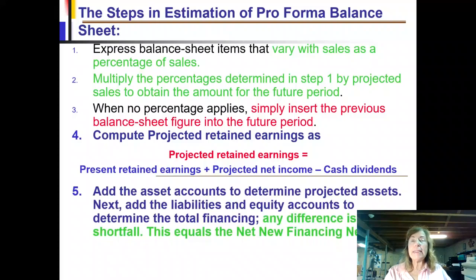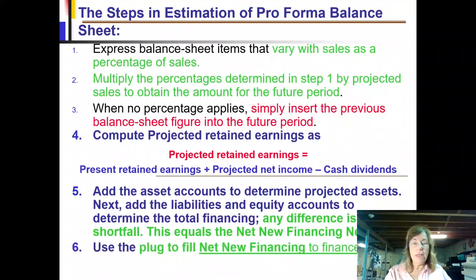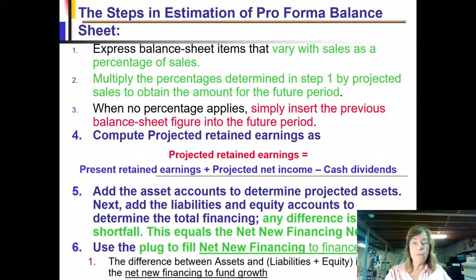We'll add the asset accounts to determine projected assets, add the liabilities plus equity accounts to determine the total financing, and any difference is the shortfall, that is the net new financing needed. Use that plug to fill in the net new financing to finance our growth. So the difference between assets and liabilities plus equity indicates the net new financing to fund our growth.